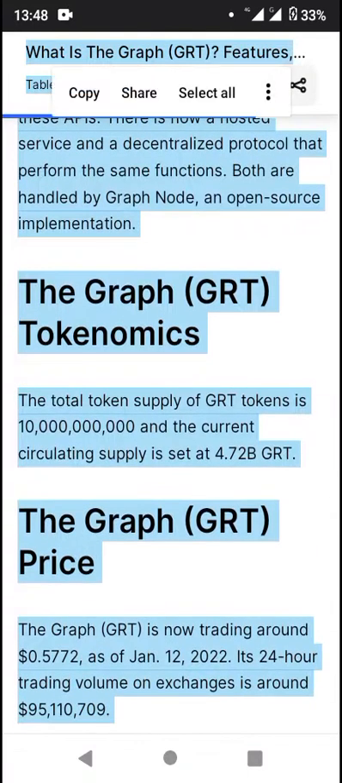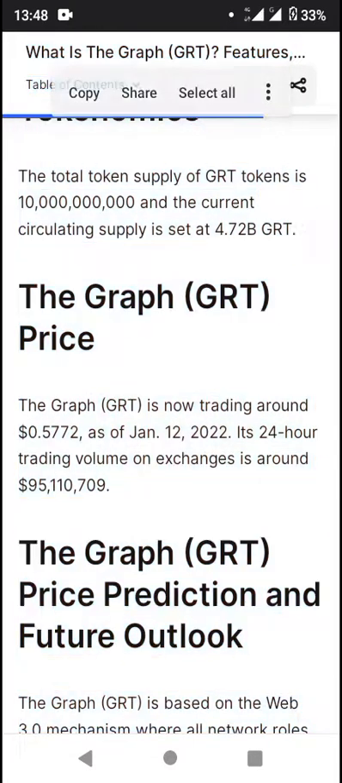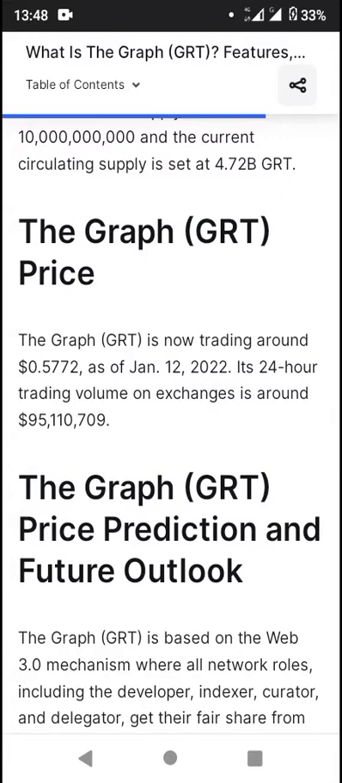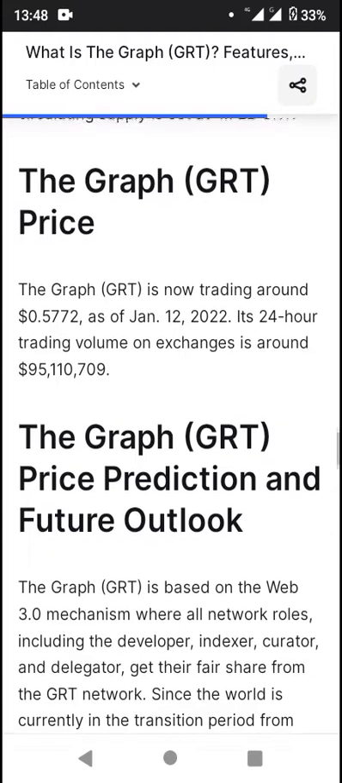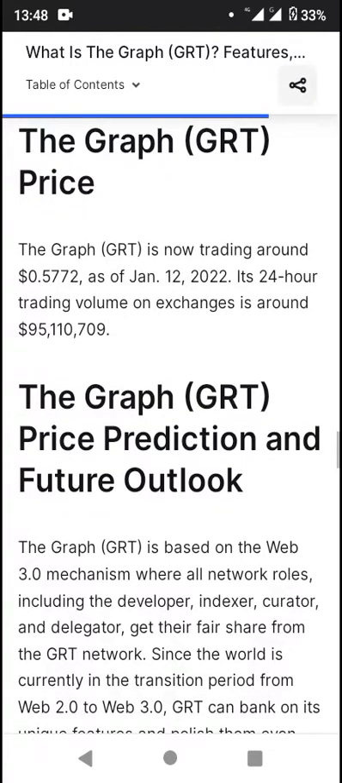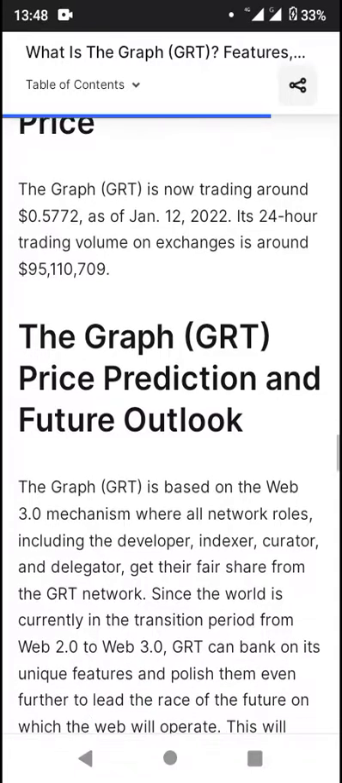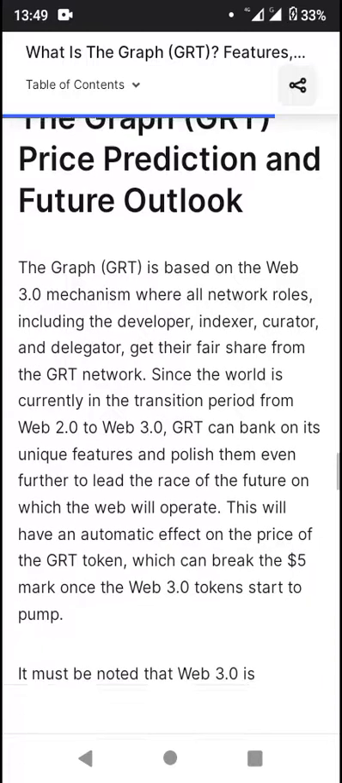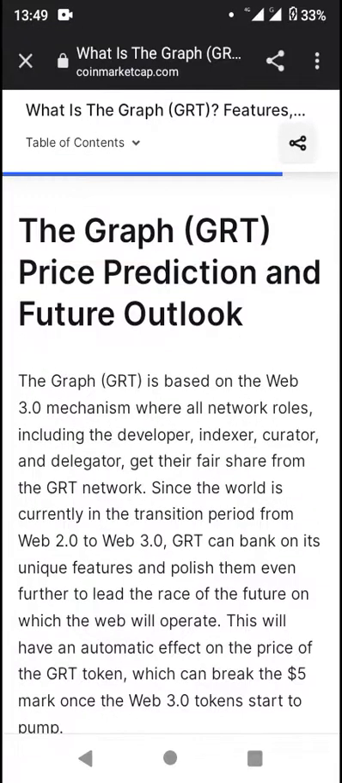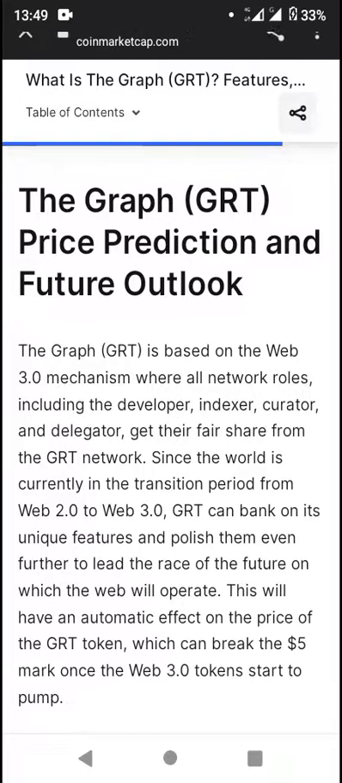So the total token supply of GRT tokens is 10 billion tokens, and the current circulating supply is set to 4.72 billion GRT tokens. The price of GRT is now trading around 0.5772 cents as of January 12, 2022. Its 24-hour trading volume on exchanges is around $95 million, $110,709 worth of tokens.